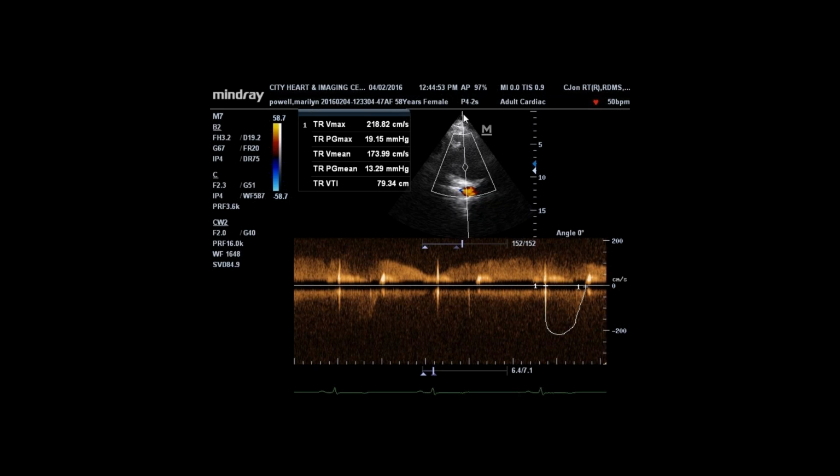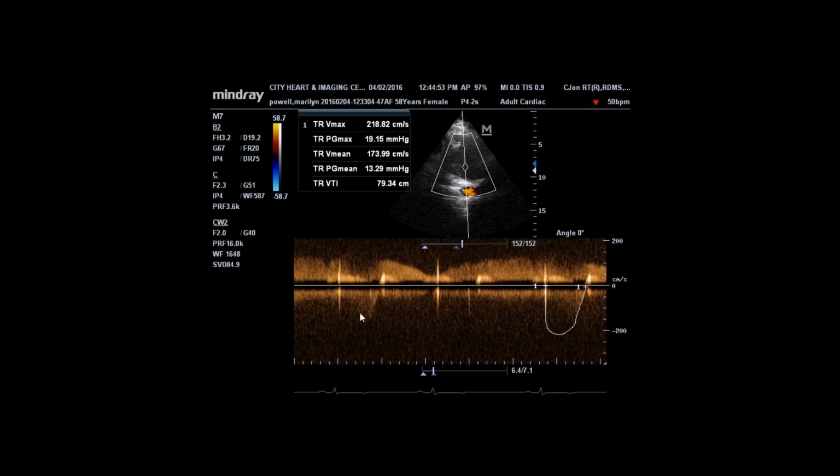RV inflow view. Your cursor is across the tricuspid valve. Your transducer is depicted right here. Okay, so you have this pattern below the baseline, so it suggests that there's a flow away from the transducer. So the flow is from the right ventricle across the tricuspid valve into the right atrium.